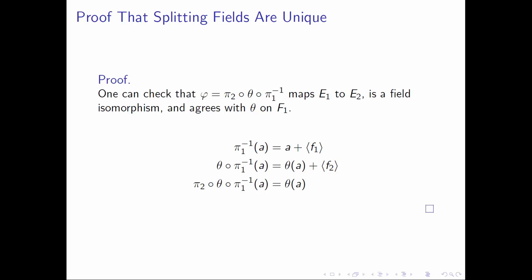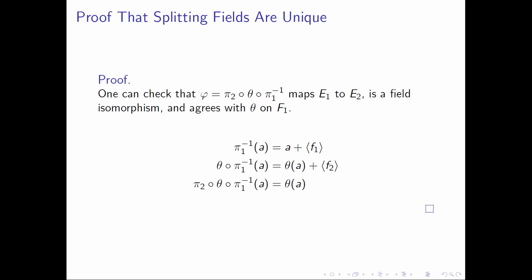The next thing we need to do is argue that phi happens to be a field isomorphism. The reason that phi is a field isomorphism is that it is the composition of 3 field isomorphisms. Pi 1 inverse is a field isomorphism. Theta, when we look at it on those factor rings, is a field isomorphism. And pi 2 is a field isomorphism. So something that's a composition of 3 field isomorphisms is a field isomorphism. And the most important thing is we need to see that it agrees with theta when we look at what's going on in F1. So F1 is a field. It's contained in E1, since E1 is just F1 adjoined alpha 1.